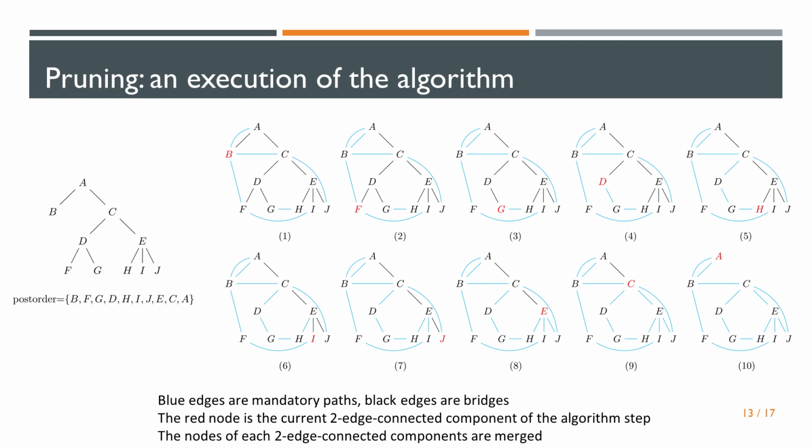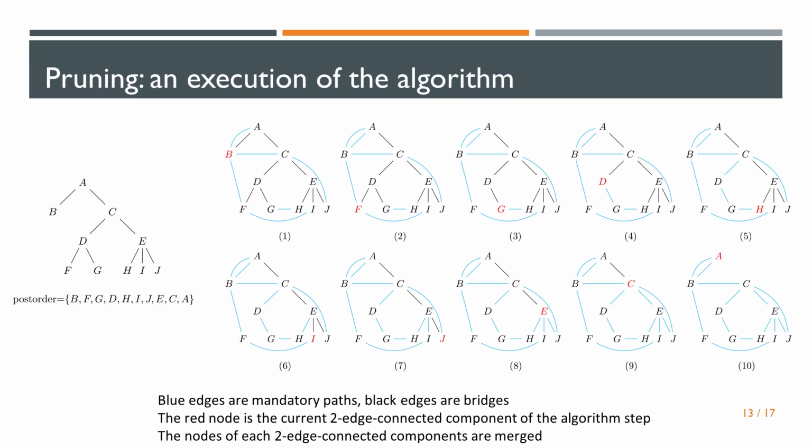Now I will give you an example of an execution of our algorithm performing the pruning, and then I will give you a more formal sketch of the algorithm. So let's take this graph. Graph 1 is the starting point of the algorithm. This graph is a graph where we removed all the mandatory edges and we merged the 2-edge-connected components. So it remains only 2-edge-connected components connected by bridges, that is the black edges in the graph.